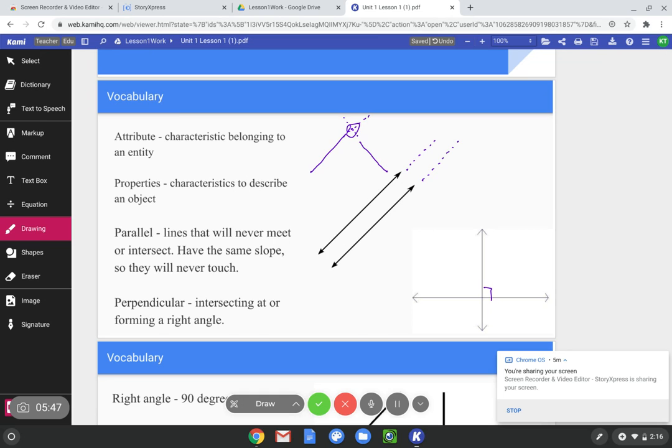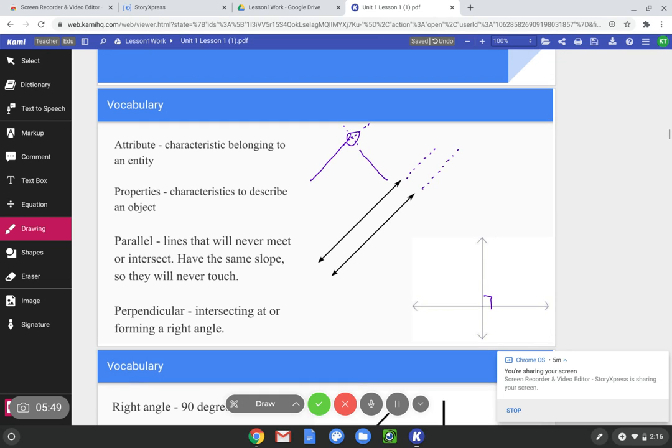A right angle is labeled by that little square, which indicates 90 degrees. So when two lines intersect perfectly to form 90 degrees, that's perpendicular. We can see this in a stop sign. So when two roads intersect at each other, and here's a stop sign, this forms a 90 degree angle.